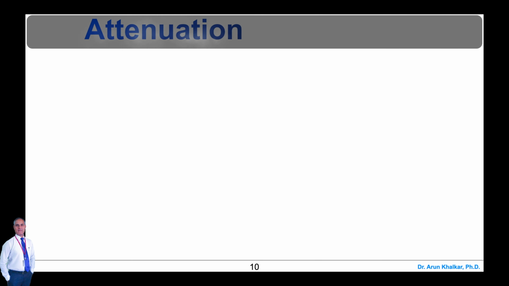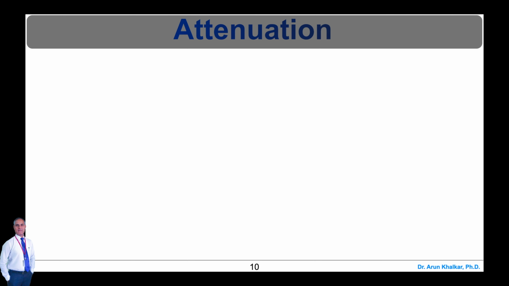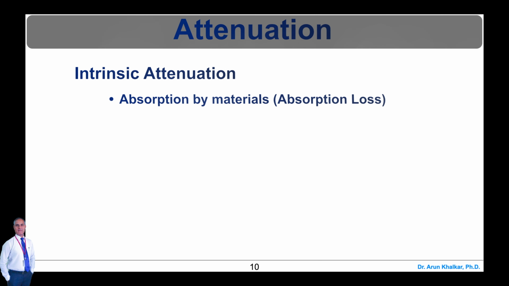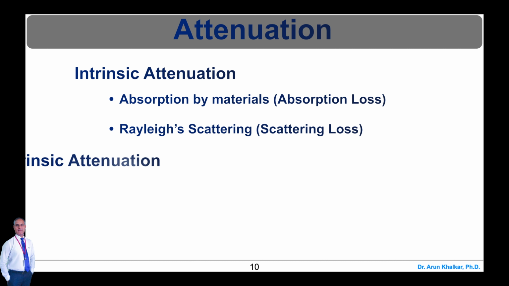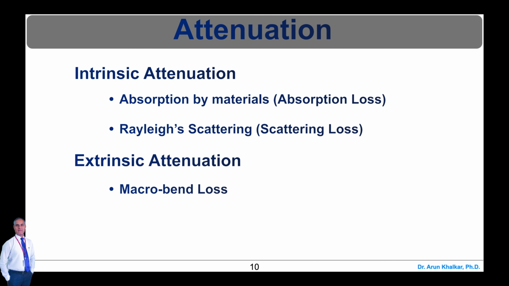Now let's see the types of attenuation. There are two main important types: intrinsic attenuation and extrinsic attenuation. In intrinsic attenuation, there are again two types: one is absorption by materials, that is absorption loss, and the second one is Rayleigh scattering, that is scattering loss. In extrinsic attenuation, there are macro bend loss and micro bend loss. So let's see all these four one by one.